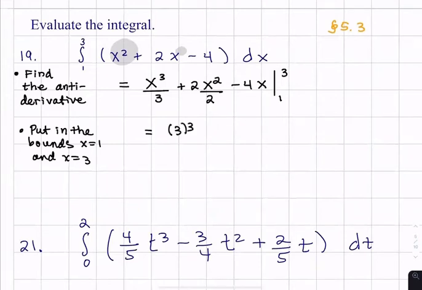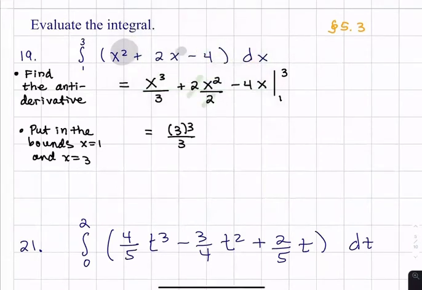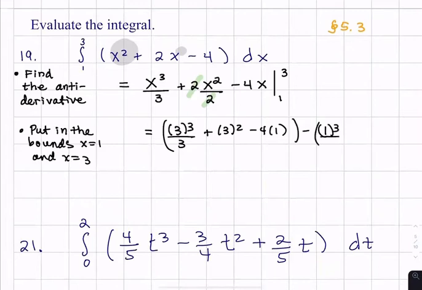It's pretty often the case that the simplifying is the more difficult part anyway. So I'm going to put in 3 where x goes. And then I'll subtract where I put the lower bound in. I put 1 where x goes. Just trying to make it look a little neater.